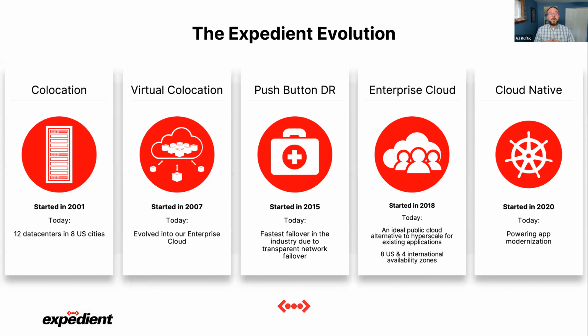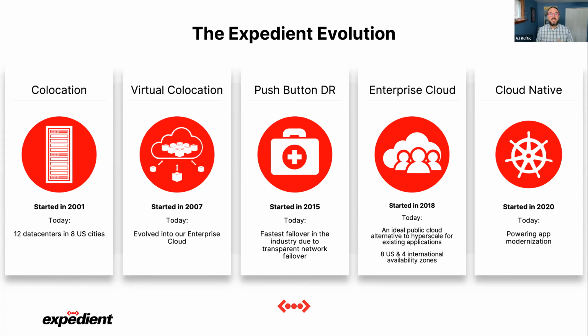For those of you who are new to Expedient, we started 20 years ago. Started doing co-location, which at the time was the best and brightest thing that was available because people needed data center space. Today, we have 12 data centers in 8 cities. In 2007, we released virtual co-location to provide virtual hosting and to provide the first entry into cloud for VMware-powered workloads for our customers, because this is at the start of virtualization and we wanted to be ahead of the game for our customers. Today, that's evolved into our enterprise cloud.